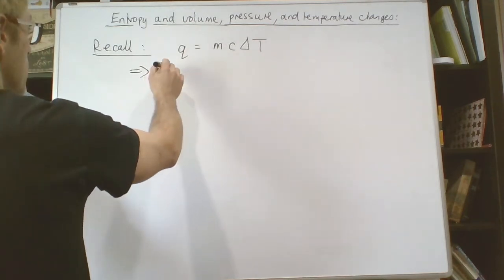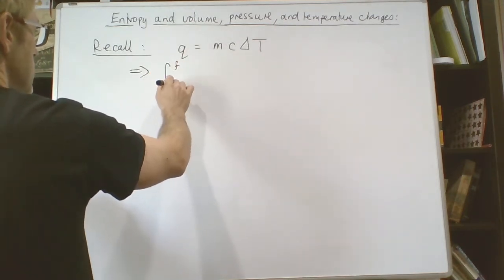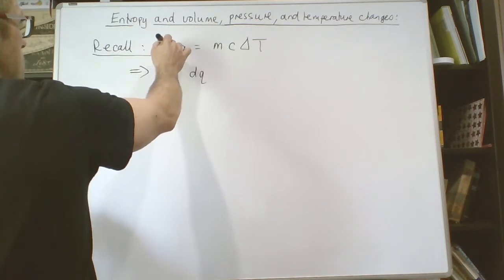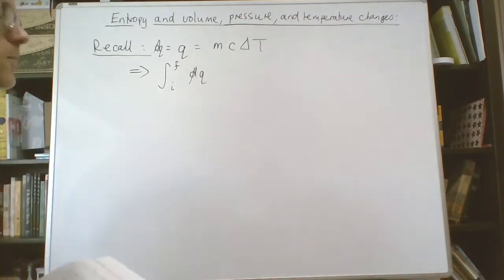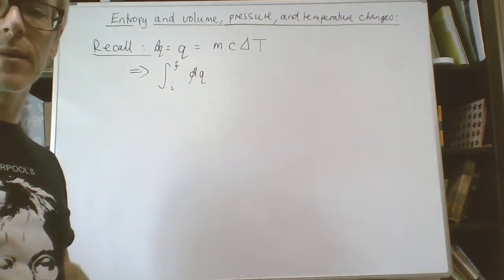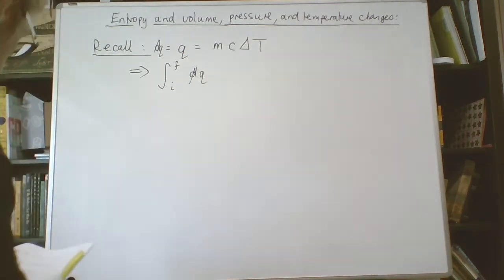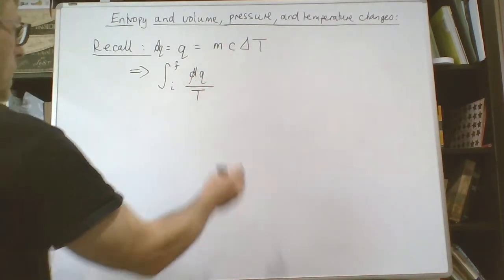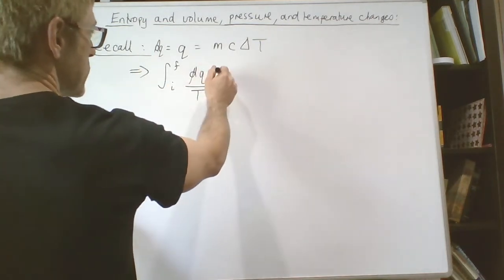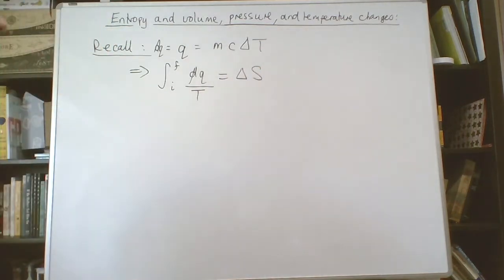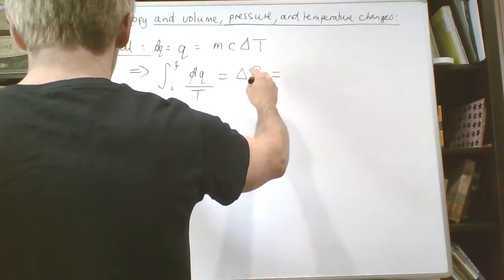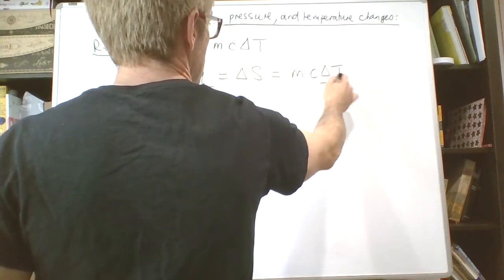Well, this implies that if we were to take the integral between final conditions and initial conditions of the change in heat, here I'm assuming that the change in heat is equal to the heat itself, where again the line through the d just reminds us it's an indefinite integral, it's a path function. If we take that per unit temperature, remember from the previous slide, this is delta S. So this is a statement from the previous slide. Now, essentially, I've taken the left side and divided it by T. So this is going to equal mc delta T divided by T.